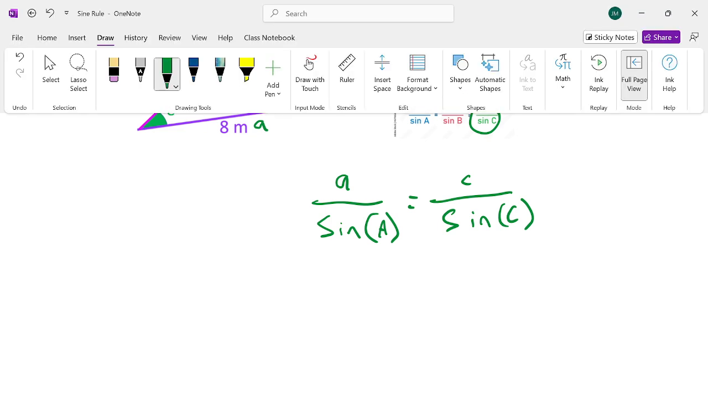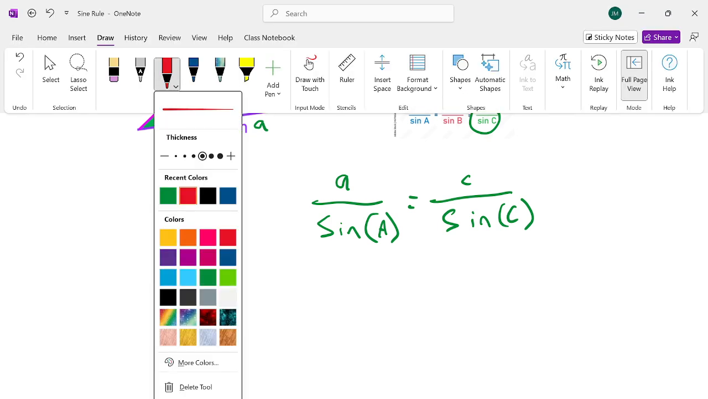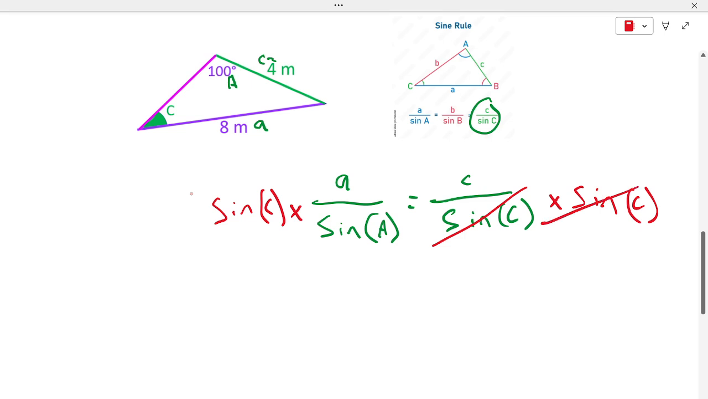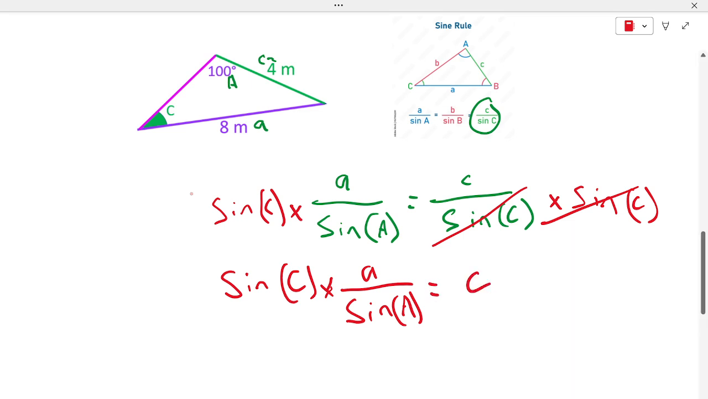The simplest way to do that is to do it in a couple of steps. So I'm going to multiply by the sine of C on this side, the goal being to get it out of the bottom of our fraction. For what we do to one side, we have to do to the other. So those two have cancelled each other out, and we're left with sine of C times A over sine of A is equal to side length C.